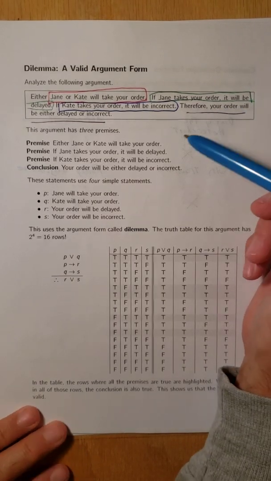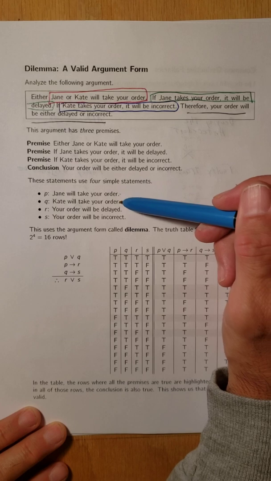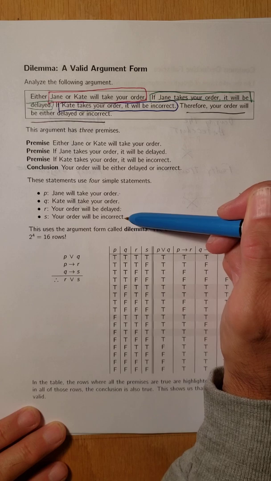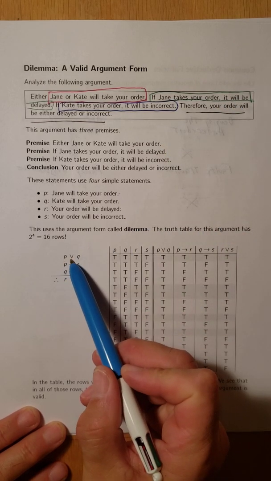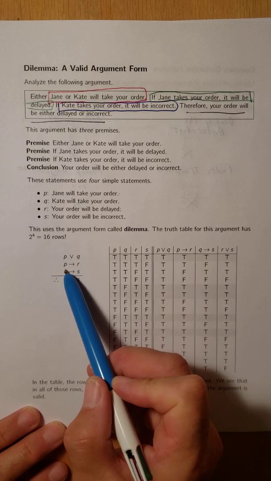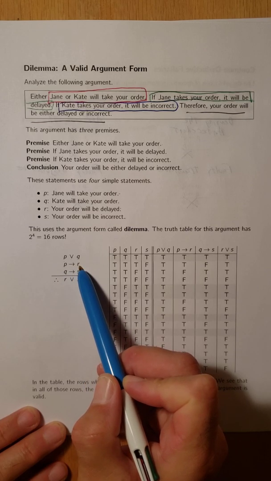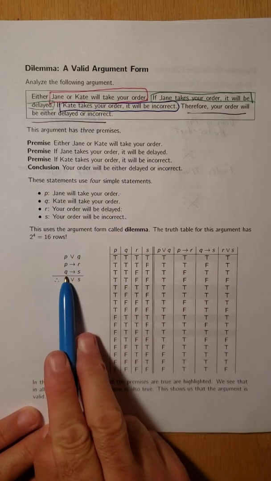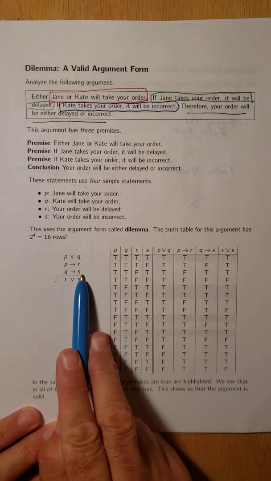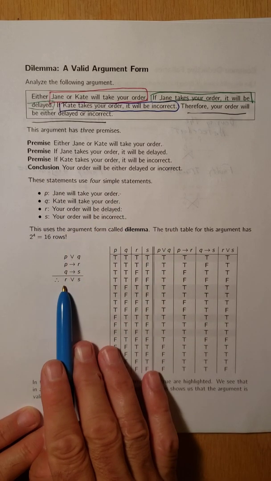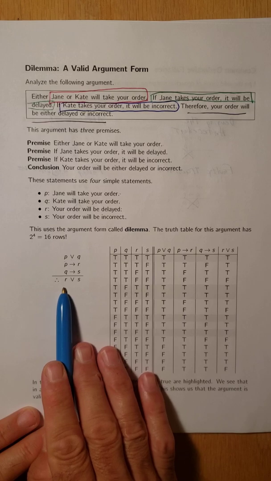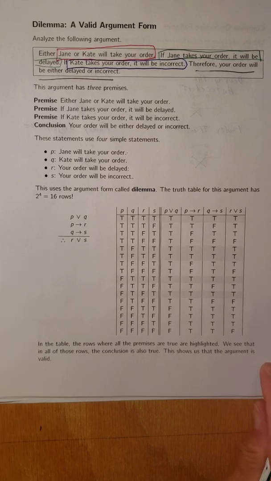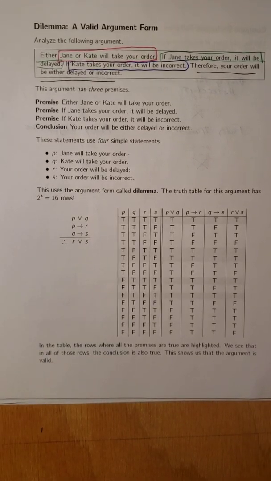Okay, so my simple statements are Jane takes your order, Kate takes your order, your order will be delayed, or your order will be incorrect. So the first premise is P or Q. The second premise is P goes to R. Okay, if Jane takes your order, it will be delayed, so P goes to R. If Kate takes your order, it will be incorrect. Okay, and then my conclusion is your order will either be delayed or incorrect. Okay? So this uses the argument called the dilemma.